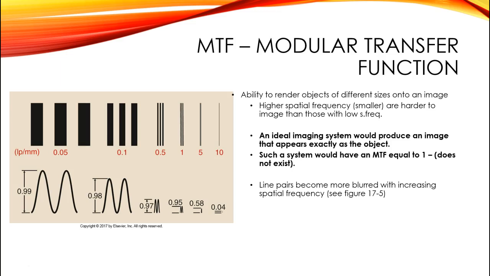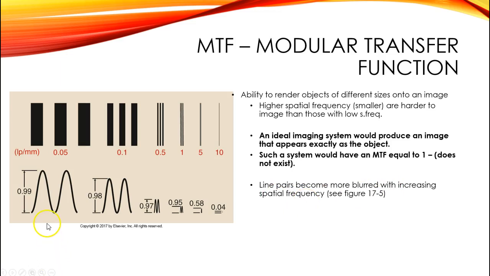And if such a system existed, that MTF, that modular transfer function, would equal 1. So the takeaway here is the measurement that we see, of course, is not going to equal 1 because that ideal system doesn't exist. So all of our systems have a measurement of MTF that tells you what the resolution is for that system. Each system's different. Also, the line pairs become more blurred with increasing spatial frequency.